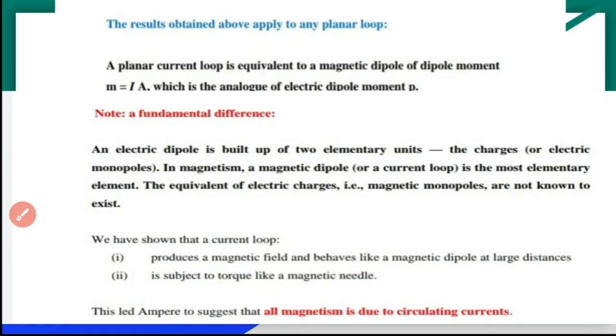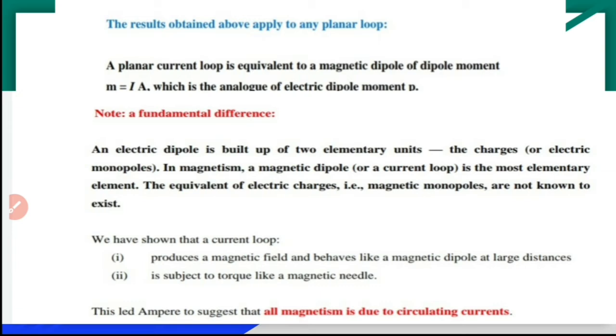Now we have the results. From those results we can say that any planar current loop is equivalent to a magnetic dipole of dipole moment m equal to I A. So from the two discussions which we had just now, the first was taking a current loop, and the second was taking a bar magnet or a magnetic dipole.